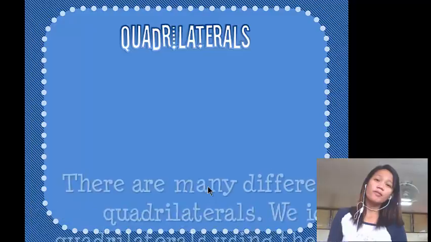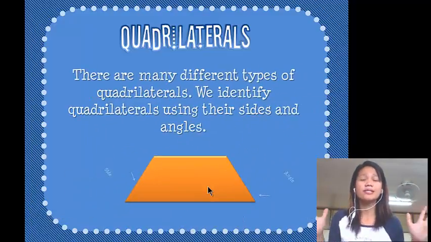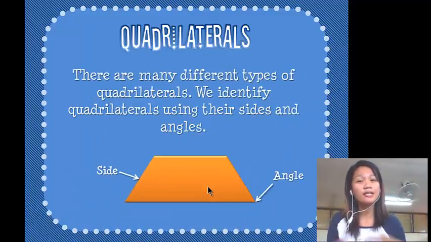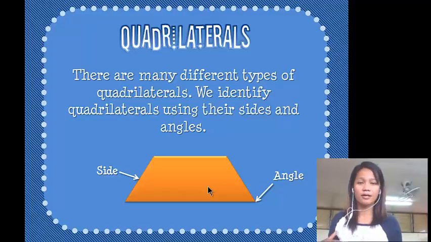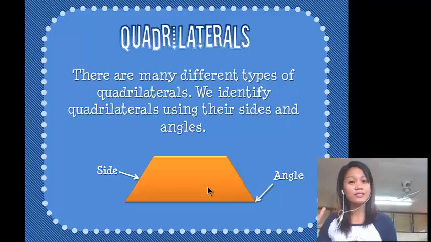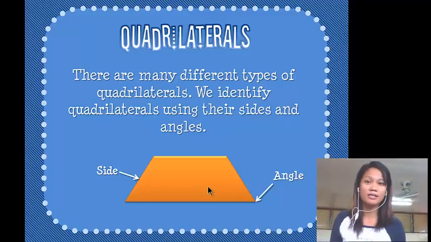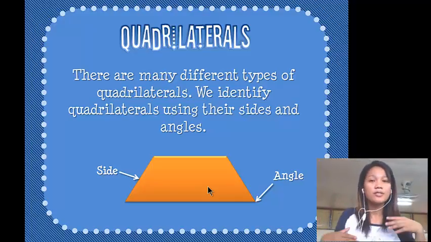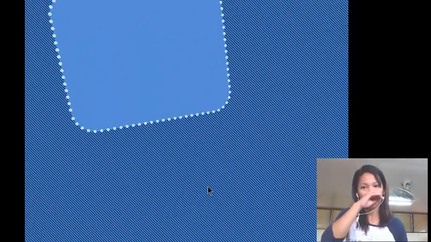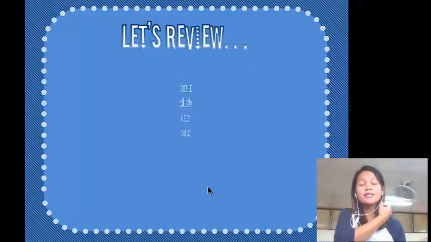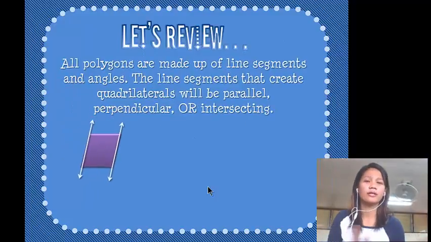Okay, so quadrilaterals. There are so many types of quadrilaterals, and they differ in their characteristics, having different sides, different angles, different measures of sides, and measures of angles. So first, let's have a review on polygons.